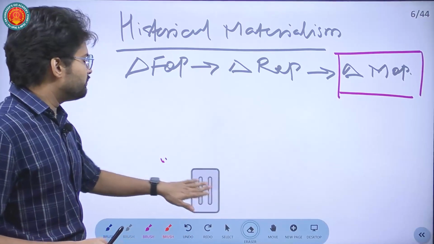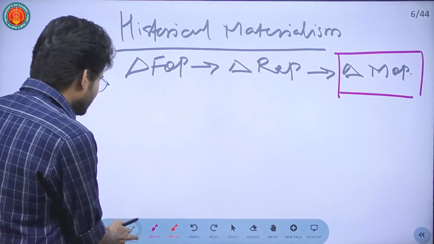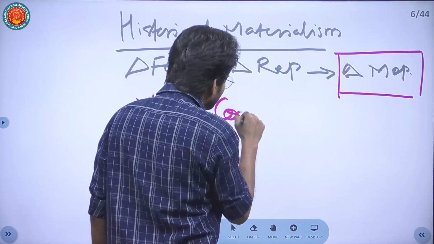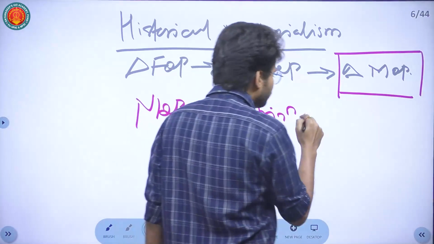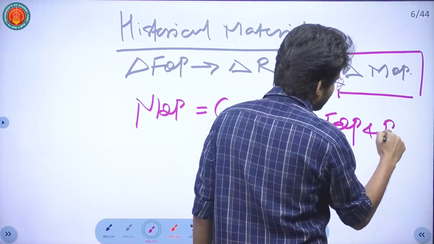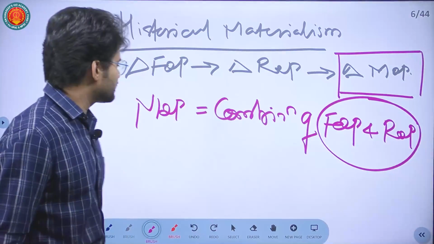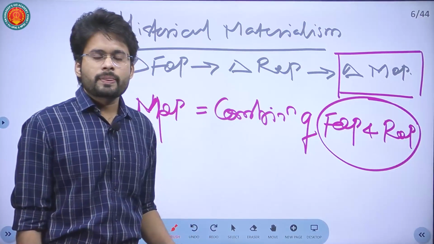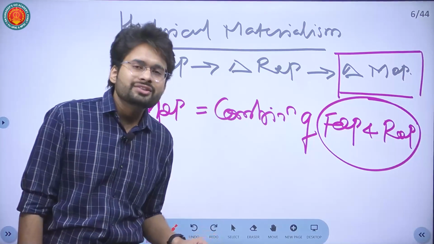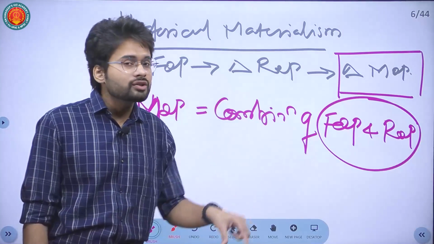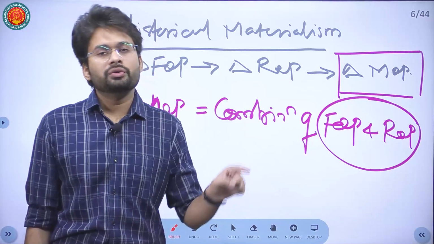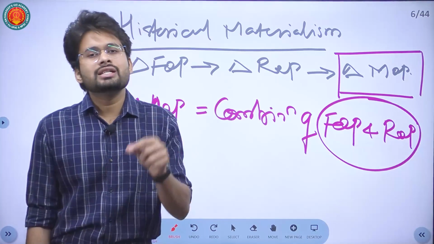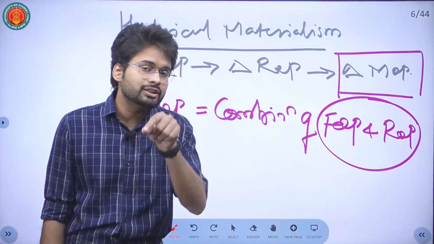Therefore, Marx defined the mode of production as a combination. So what is a mode of production? Mode of production is a combination, a combinational relationship, of FOP and ROP. Mode of production is a combination of the particular FOP and particular ROP. What do we mean by that? If I am talking about the feudalistic mode of production, I am talking about particular factors of production and relations of production which are peculiar, typical to that mode of production only. So technically defined, a mode of production is a combination of factors and relations of production which are present in that particular stage or mode of production.